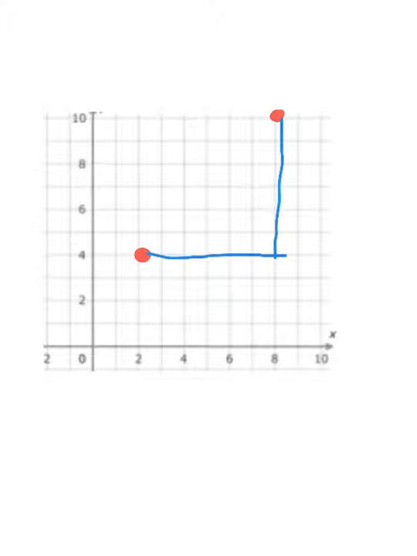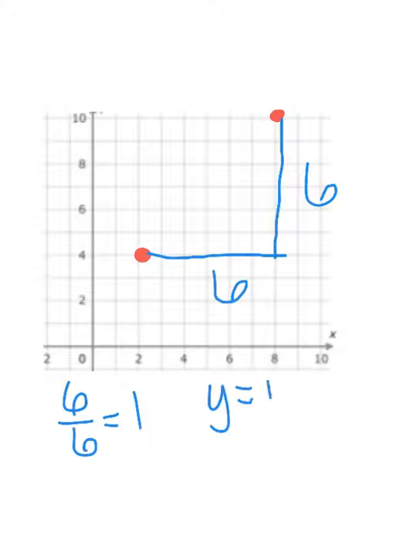So I went from 2 all the way over to 8, and I'm counting by ones. So I went over 1, 2, 3, 4, 5, 6. So I'm going to label that with a 6. And then I went up 1, 2, 3, 4, 5, 6. So I'm also going to label that with a 6. So my slope, or my growth triangle, is 6 over 6, which equals 1. So that means in my rule, I have y equals 1x plus blank.